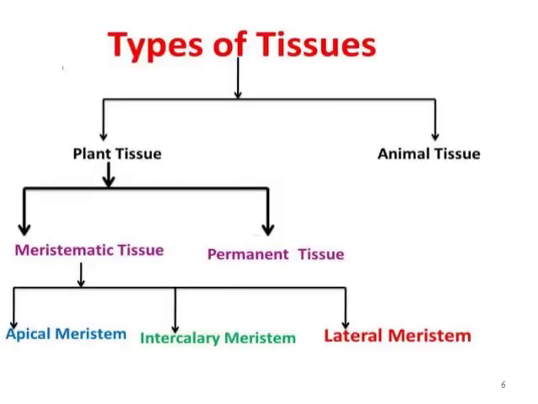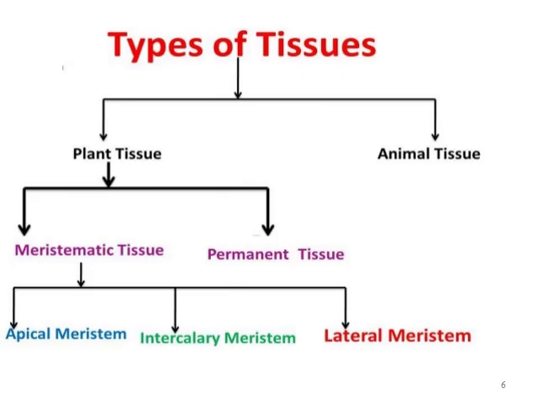So here we have types of tissue. We have two types of tissue. One is plant tissue, the second one is animal tissue, but as far as this subject is concerned, we have a focus on plant tissue. So the plant tissue is further classified into two types. One is meristematic tissue, the other one is permanent tissue. Meristematic tissues are those tissues that are actively dividing. It is further classified into three forms, that is apical meristem, intercalary meristem, and lateral meristem.